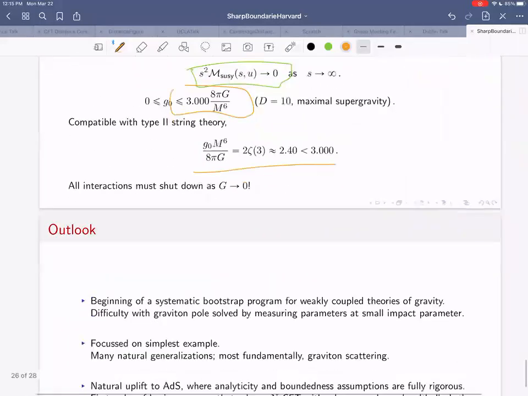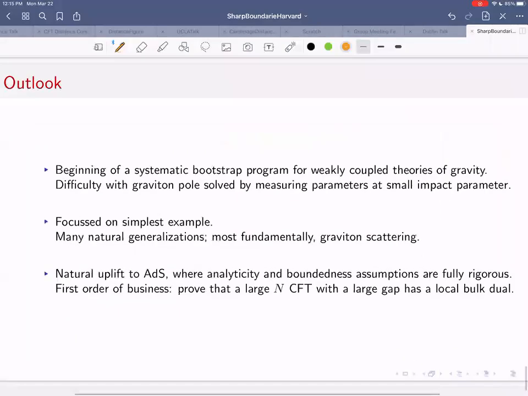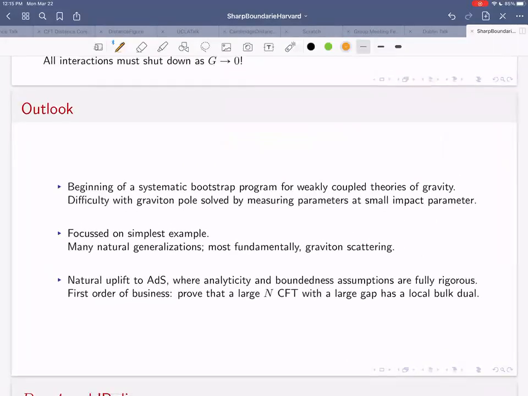Okay, so let me conclude. We just looked at the toy model, but it's clear that the general ideas are general. And so this is the beginning of a program to bootstrap or classify or exclude, depending on your level of ambition, weakly coupled theories of gravity. And the key technical issue, which was this graviton pole, is solved by smearing at small impact parameter space. And I focused on the flat space story.